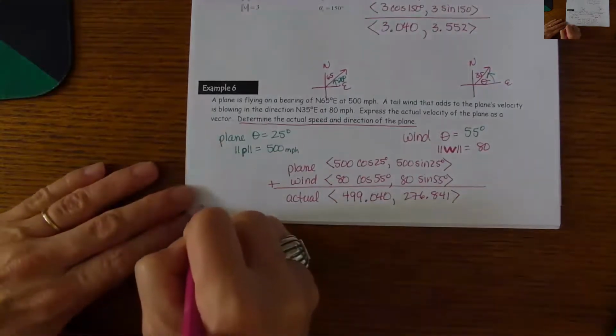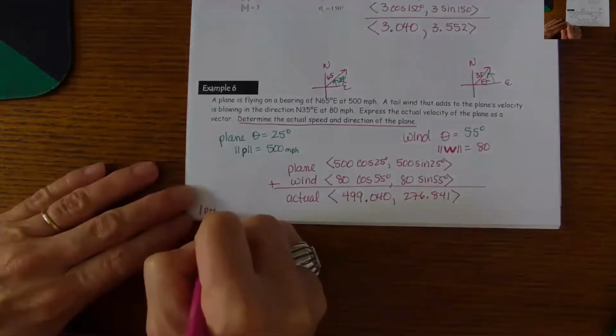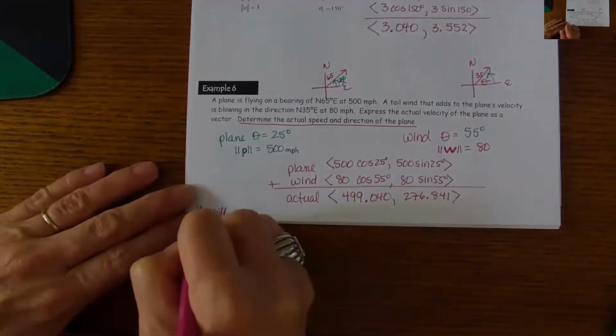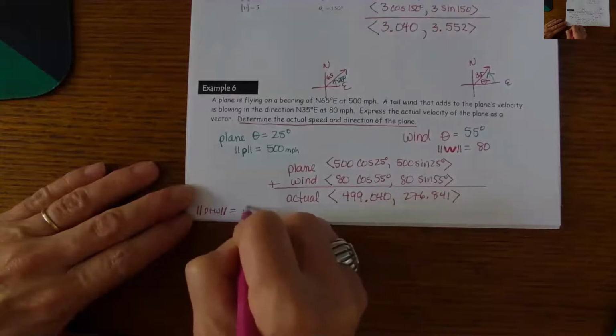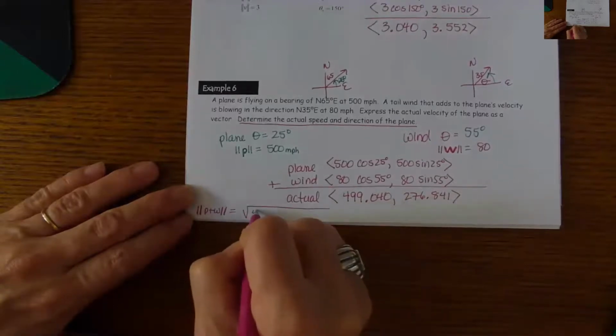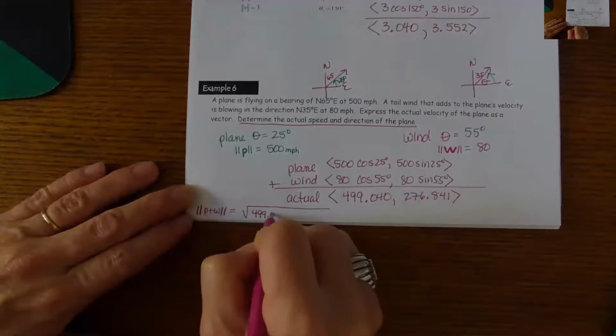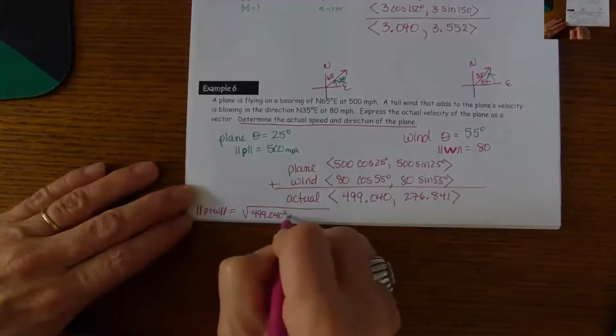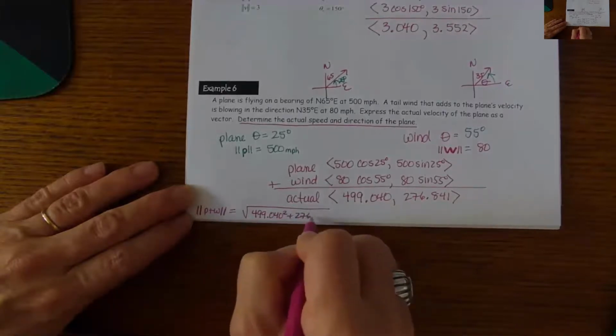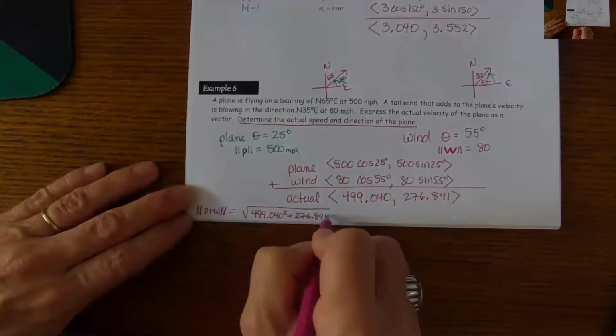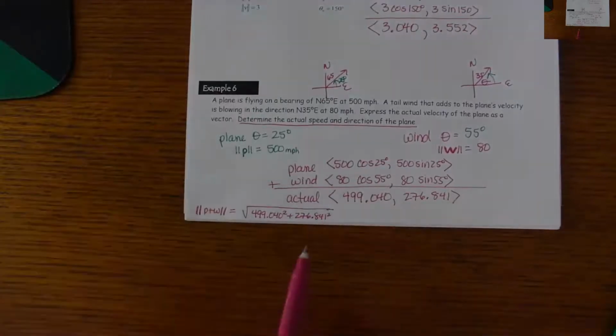Yes, so magnitude equals the square root of 499.040 squared plus, and make sure you write this down. This is the important thing. This is what you need.